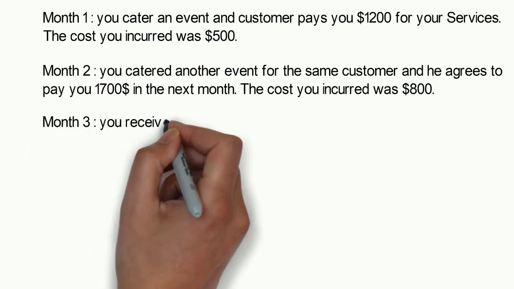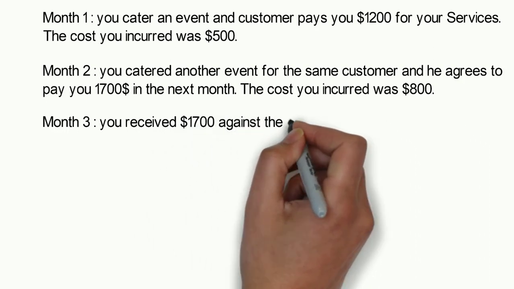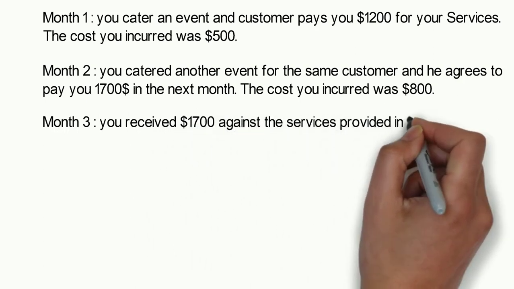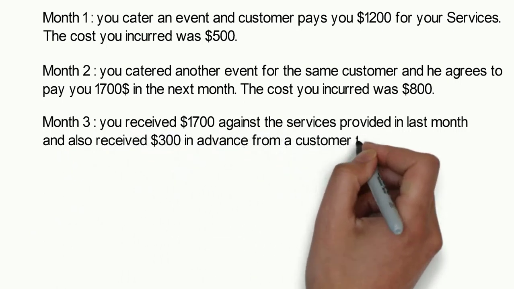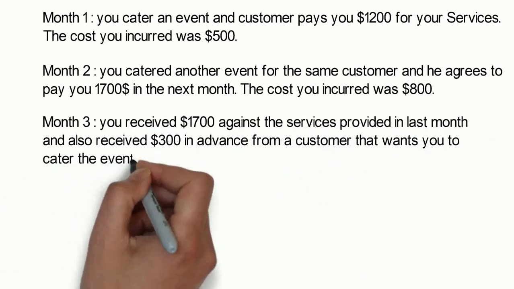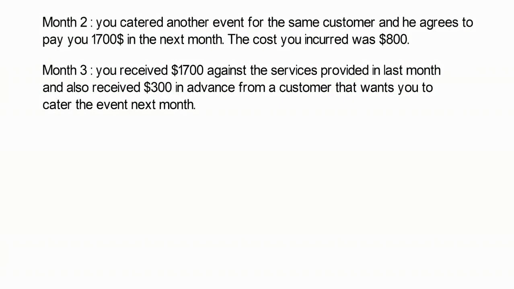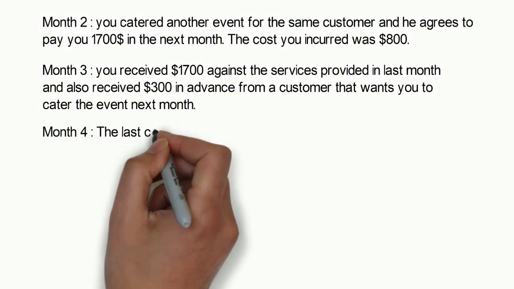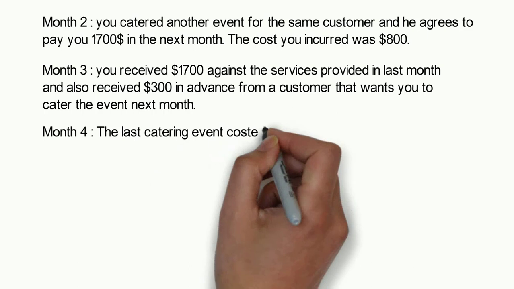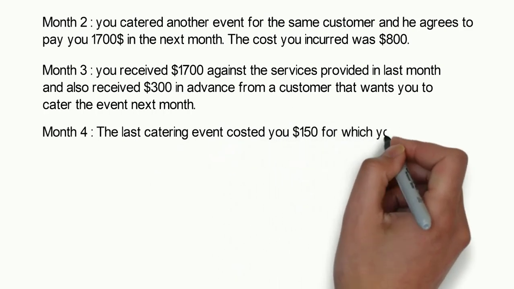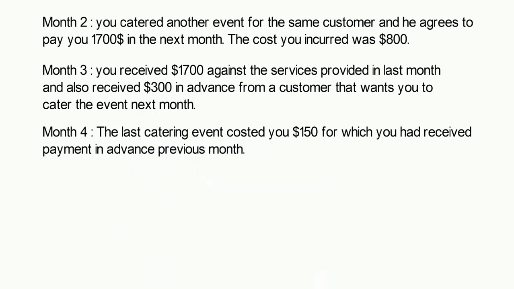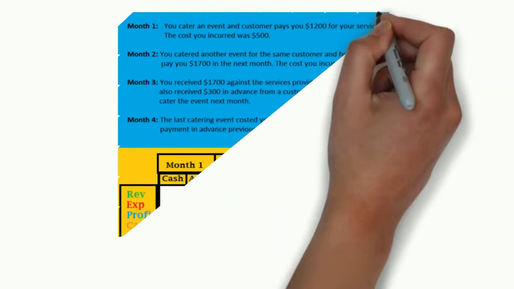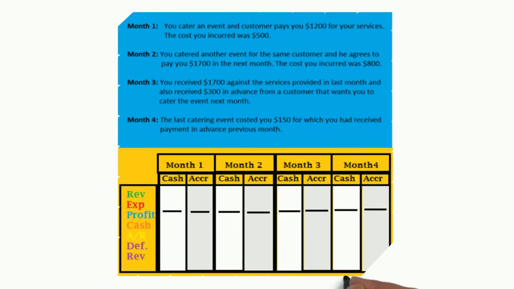In month 3 you receive the $1,700 for last month's work, plus you also receive an advance payment of $300 for next month's work. In month 4 you cater the event for $150 cost. Before we solve this example, let's prepare a format for both cash basis and accrual basis.